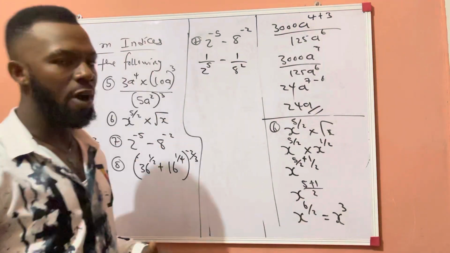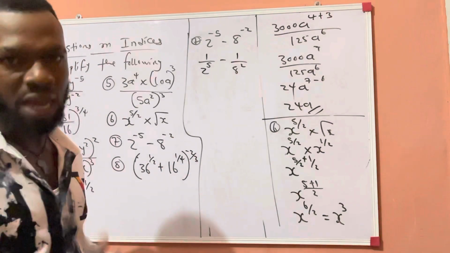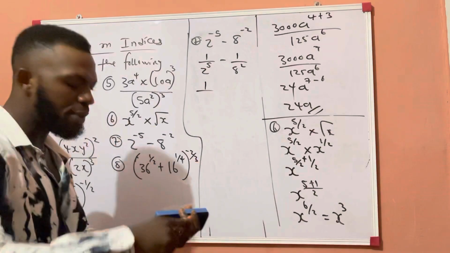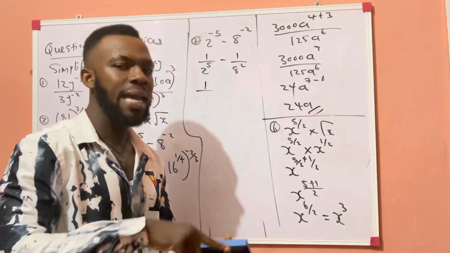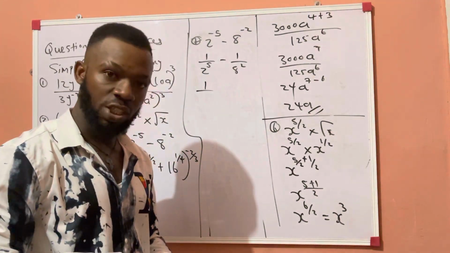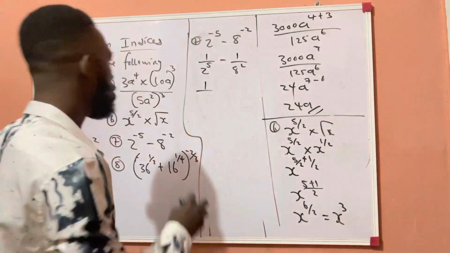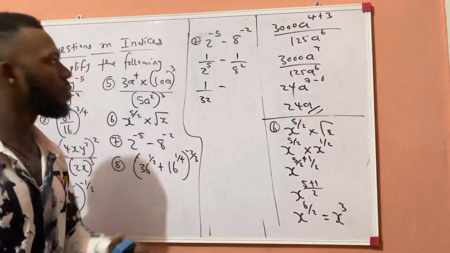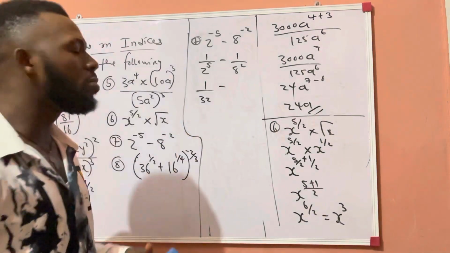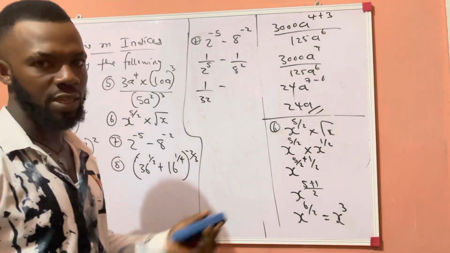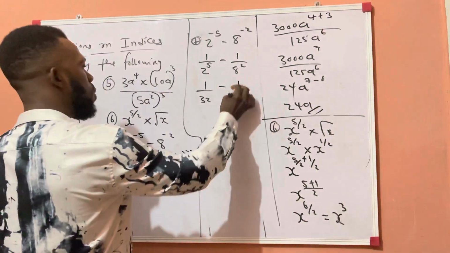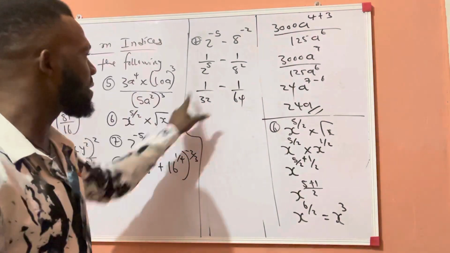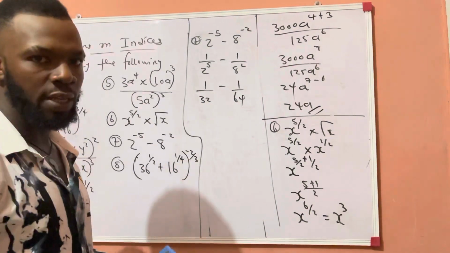Now, what is 2 raised to the power 5? 2 times 2 times 2 times 2 times 2, in 5 places. Now it becomes 2 times 2 is 4, 4 times 2 is 8, 8 times 2 is 16, 16 times 2 is 32, so we have 32. Minus, now, 8 raised to the power 2 means 8 times 8 in 2 places, and that will give us 64. Here becomes 1 over 64. Now what do we do? Because we have a minus sign separating these two fractions, we look for the LCM.